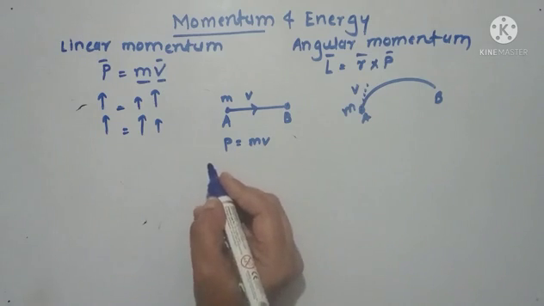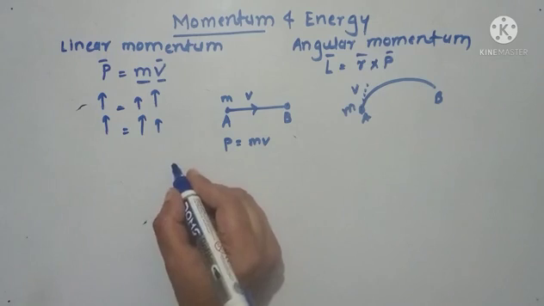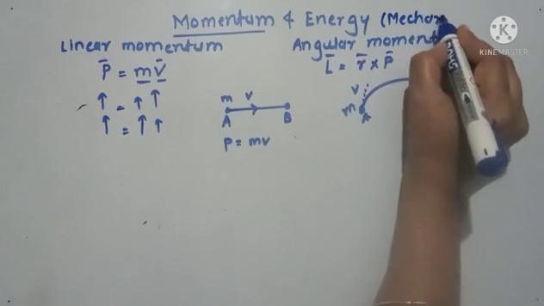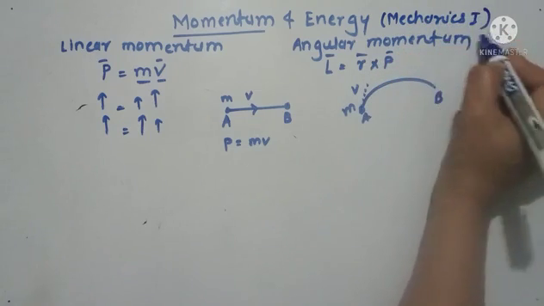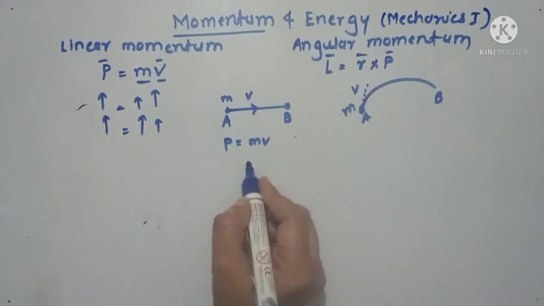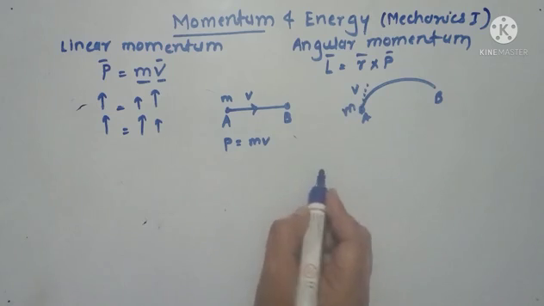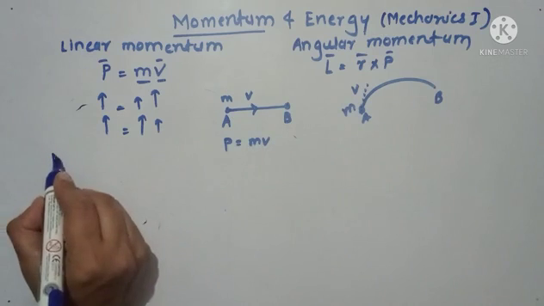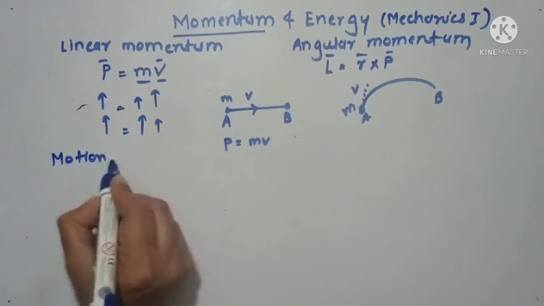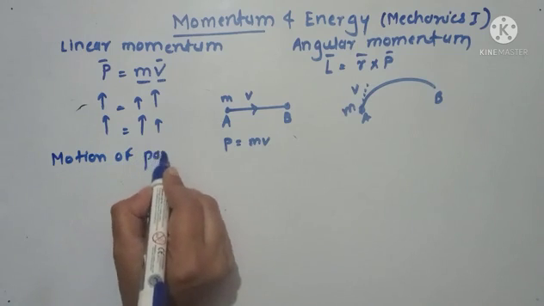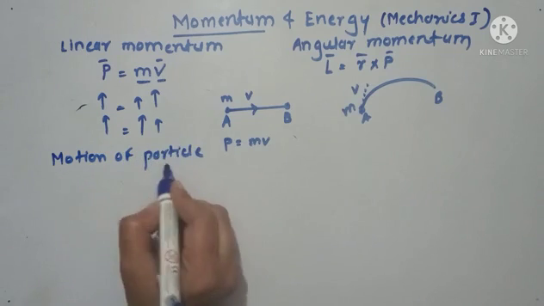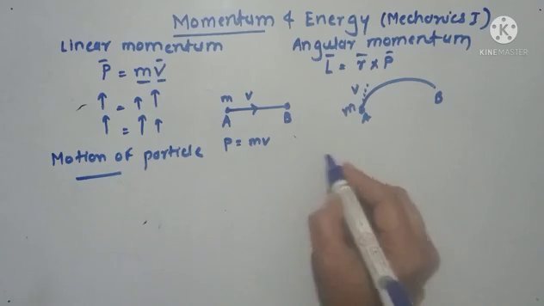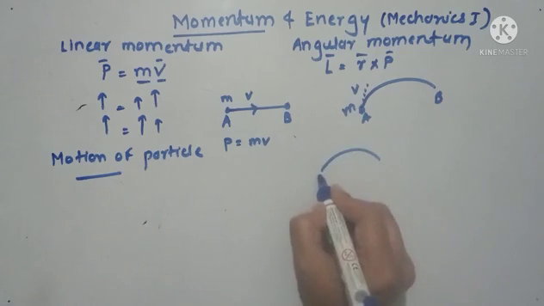Now as we have seen, we are dealing with Mechanics 1. Mechanics means motion of the particle or motion of the system of the particles. Now let us see the motion of the particle first. I'll write it here: motion of particle. Now the motion of the particle is also of two types. The first one is rectilinear motion and the other one is trajectory motion.